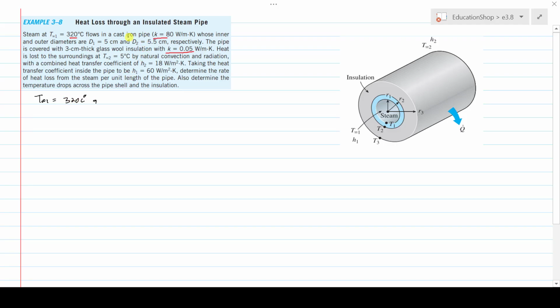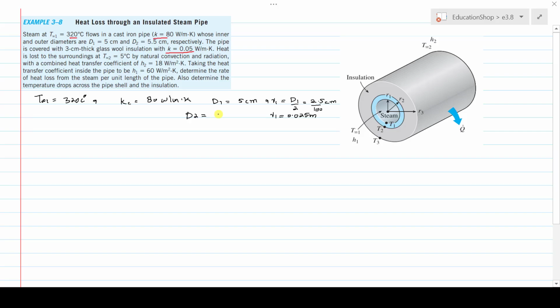Thermal conductivity of the material from which the pipe is made, that is cast iron, is, let's say, Kc, and that is 80 watt per meter Kelvin. The inner and outer diameters of the pipe are also given. D1 is 5 centimeter. Convert into R1. R1 is the inside radius of the pipe, equal to D1 divided by 2. We get 2.5 centimeter. Now divide by 100 to convert into meter. We find the value of R1 is 0.025 meter.